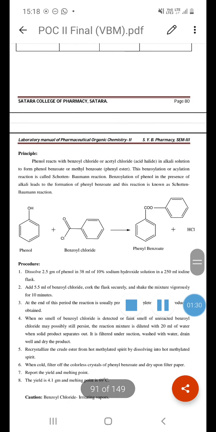Principle of this experiment: phenol reacts with benzyl chloride or acetyl chloride in alkali solution. There is a formation of phenyl benzoate. This is an acylation reaction. This acylation or benzylation reaction is called the Schotten-Baumann reaction. Benzylation of phenol in the presence of alkali leads to the formation of phenyl benzoate, and this reaction is known as the Schotten-Baumann reaction.